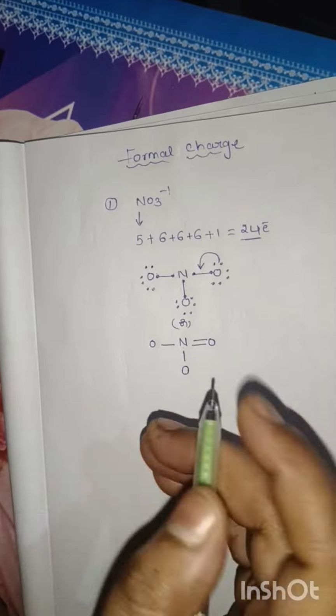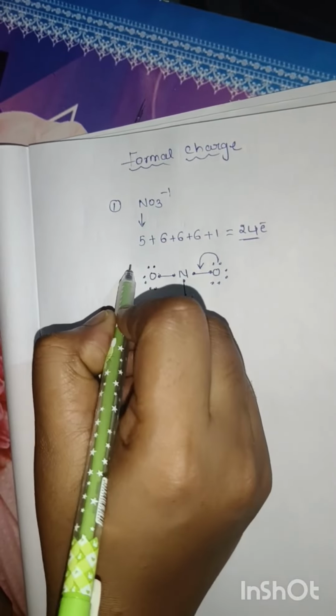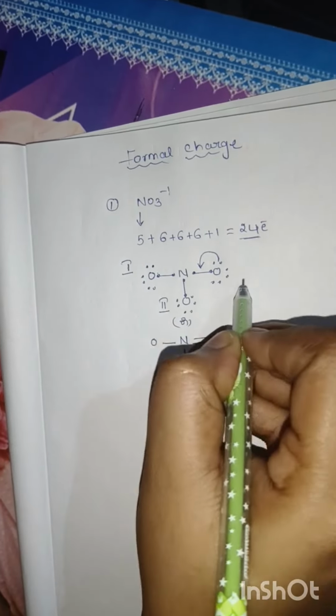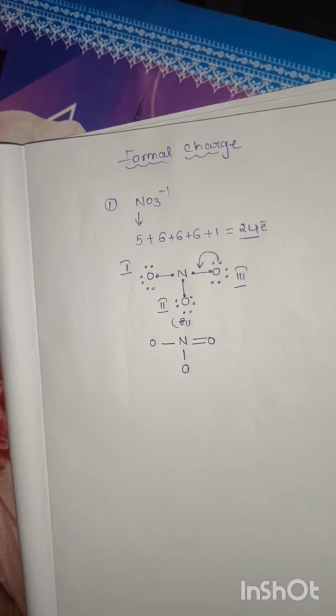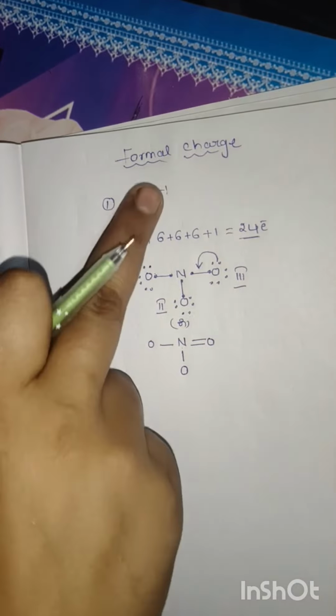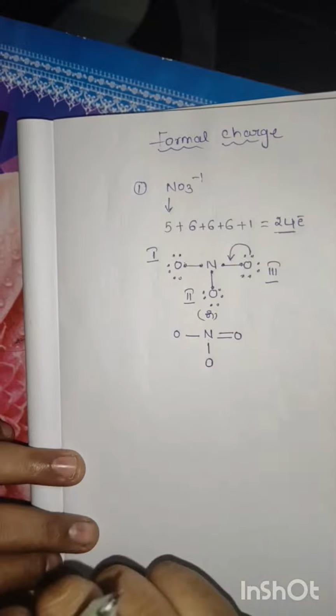So we have to check the formal charge. So first I am checking this is the first oxygen and this is the second oxygen and this is the third oxygen, for which we got the formal charge. We have to calculate on which atom the -1 is present. So let us calculate the formal charge.